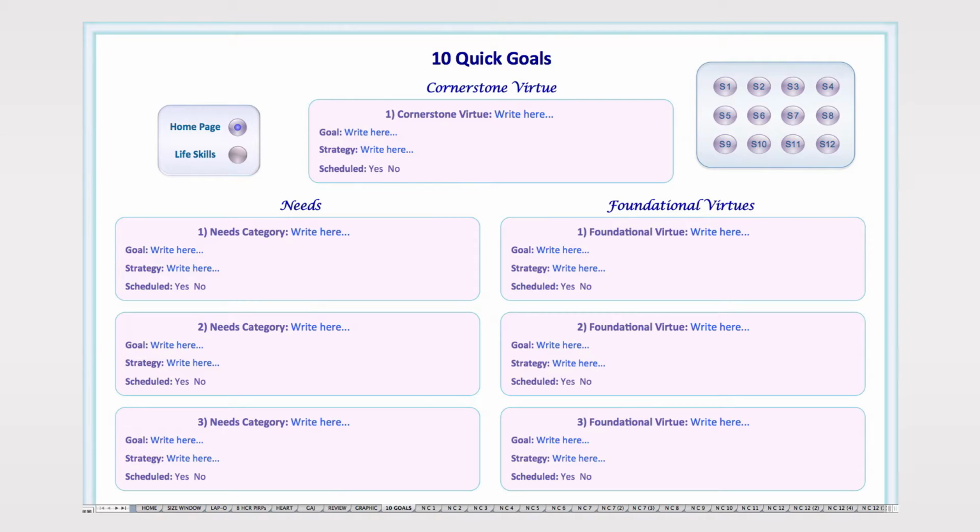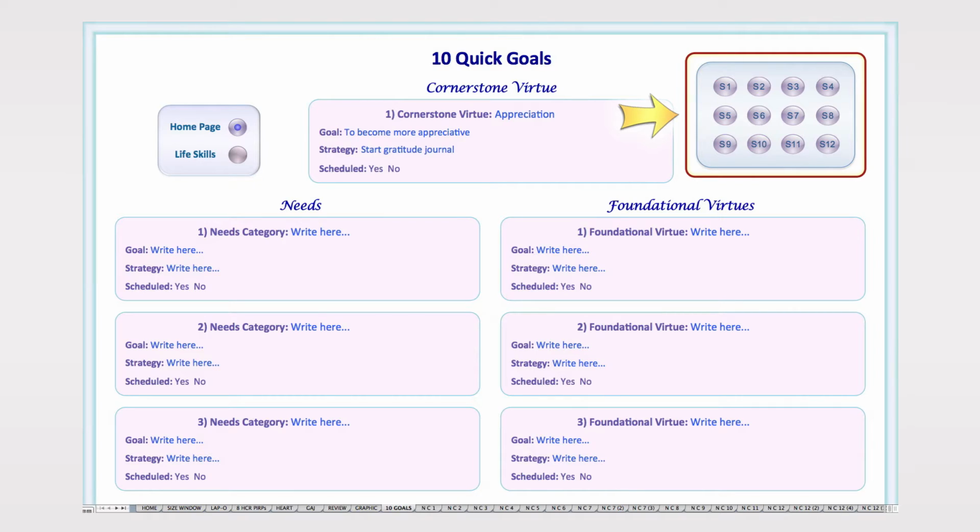If, for example, appreciation was your lowest cornerstone virtue score, you would write in appreciation. Your goal might be to become more appreciative, and your strategy to accomplish to read the description for that virtue once per day, or perhaps to start a daily gratitude journal. And this schedule line is to remind you of the importance of putting down in your schedule or daily routine when you plan to implement your strategy. If you have scheduled it, then you can bold yes. If something is truly important to you to accomplish, you will schedule a time to do it.